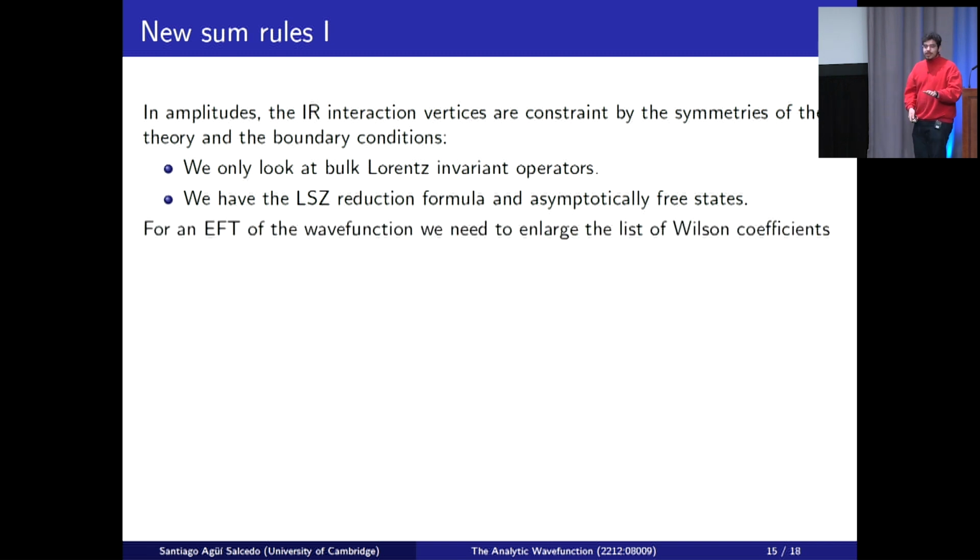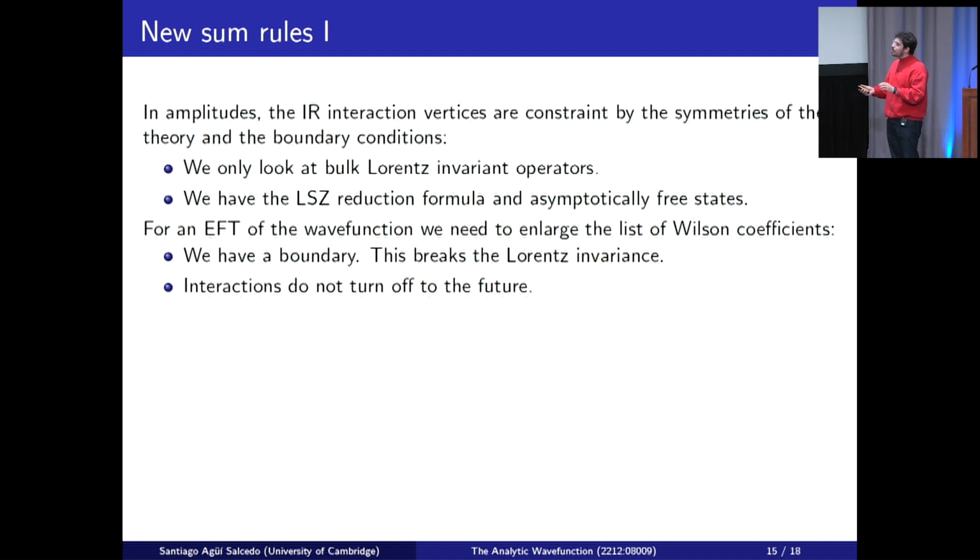This is not true in cosmology, not by a long shot. Because first of all, we have a boundary. So you're breaking Lorentz invariance. Lorentz invariance requires that you are able to go through any constant time slice, and that is not true in cosmology. And secondly, interactions do not turn off in the future. When the inflation ends, even though you're at really low energies, there are still interactions taking place. So you cannot drop some of the interactions just because.